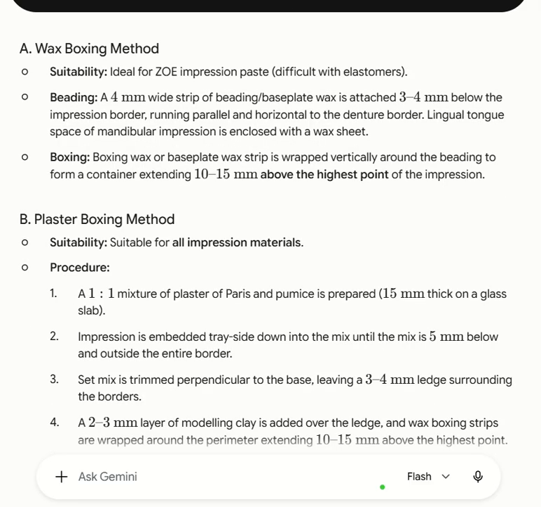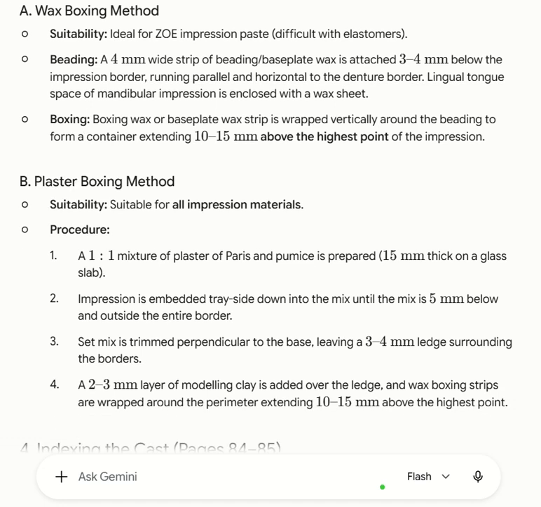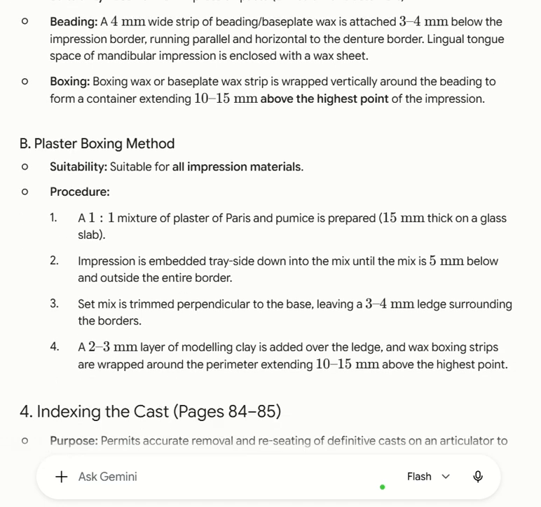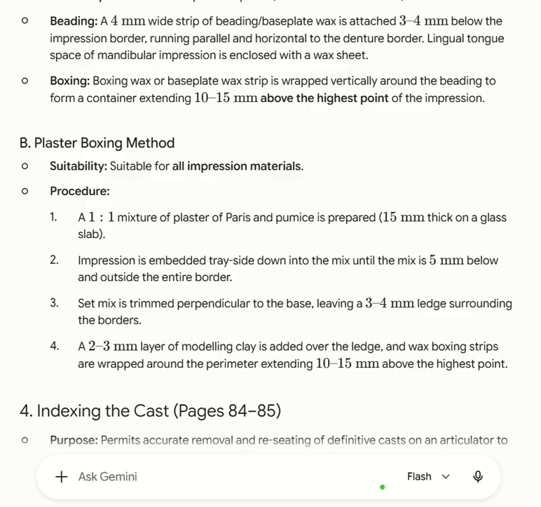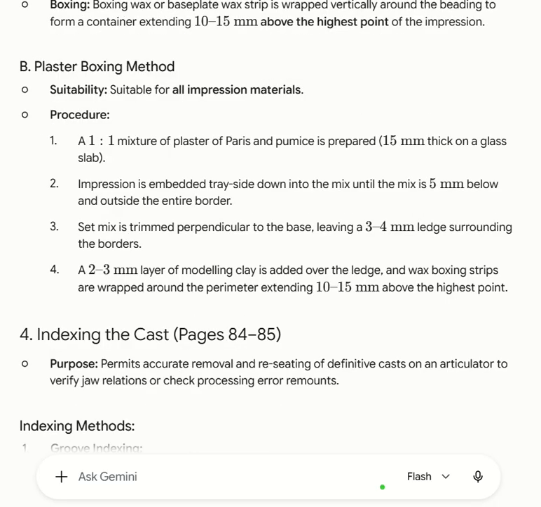B. Plaster boxing method. Suitability: suitable for all impression materials. Procedure: a 1:1 mixture of plaster of Paris and pumice is prepared, 15 mm thick on a glass slab. Impression is embedded tray side down into the mix until the mix is 5 mm below and outside the entire border. Set mix is trimmed perpendicular to the base, leaving a 3 to 4 mm ledge surrounding the borders. A 2 to 3 mm layer of modeling clay is added over the ledge, and wax boxing strips are wrapped around the perimeter extending 10 to 15 mm above the highest point.